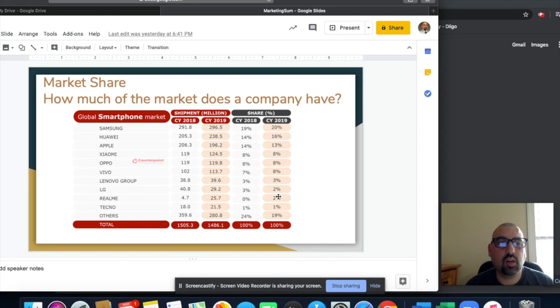Market share. Most people have probably heard of this. A lot of people have. And market share, this just kind of gives you a breakdown on who controls what percentage of the market. As you can see on this one, for cell phones in 2018, 2019 area, Samsung was at the top, and it just kind of shows the breakdown.